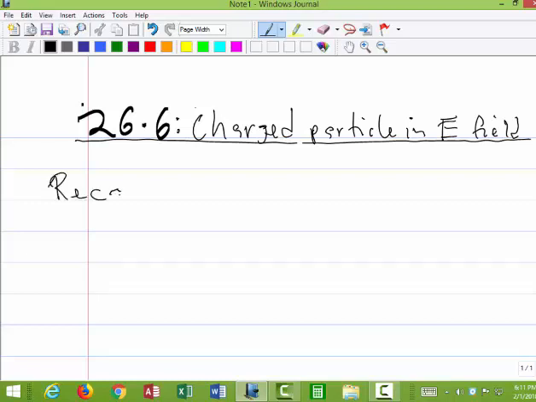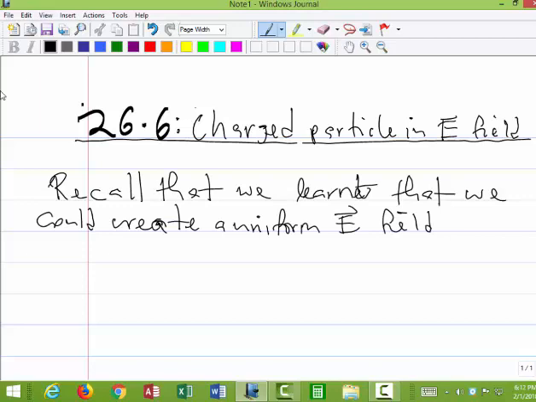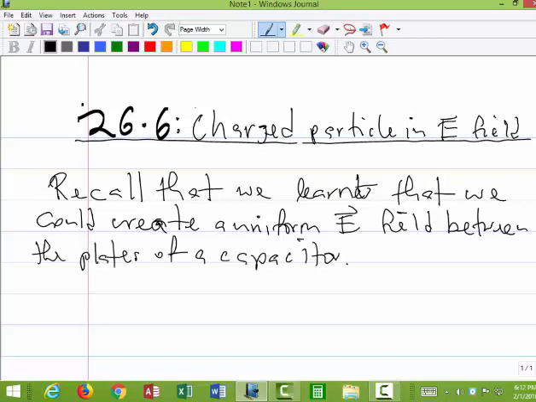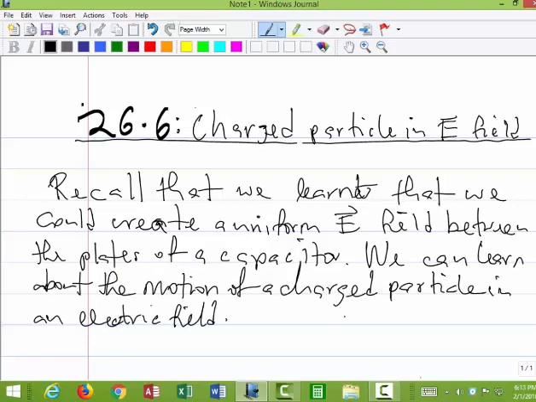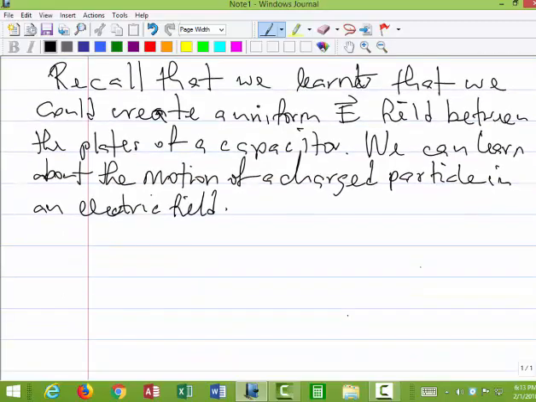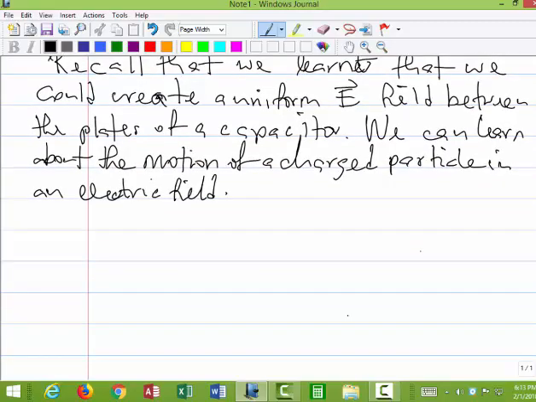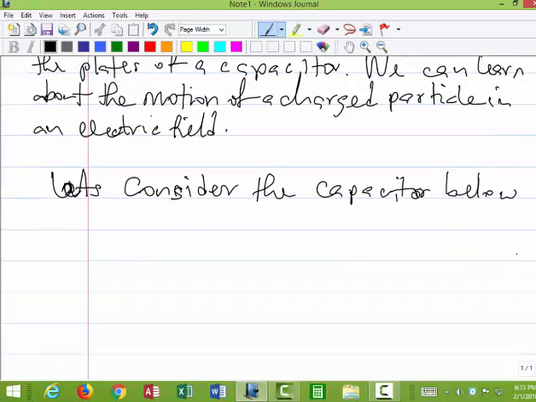So let me remind you of that. So we learned that we could create a uniform electric field between the plates. So we shall use this to at least to see what happens. We shall use it to learn what happens when a charged particle enters an electric field. So we'll start off by making the capacitor. So we shall look at a capacitor.